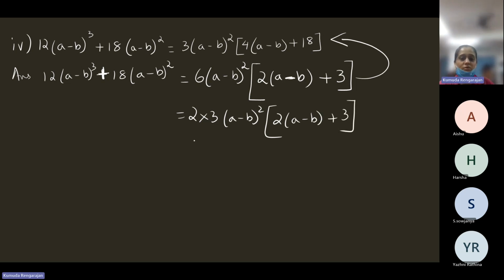Now have the 3 outside and multiply the 2 with the terms inside the bracket. So you get 2 2s are 4 into (A minus B) plus 2 3s are 6. So even if you take out 3 into (A minus B) the whole square common, inside the bracket you should have 4 into (A minus B) plus 6, but it's 18 here, so it's false.